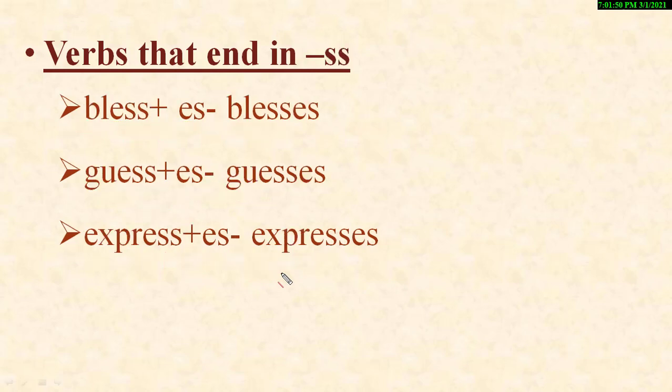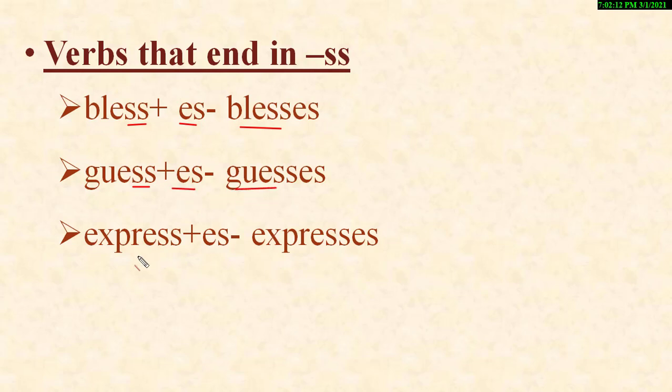The next verbs are the verbs that end in ss. The first verb here is bless. Bless ends in ss. So we should add es. It becomes blesses. Guess. The verb ends in ss. Add es. It becomes guesses.